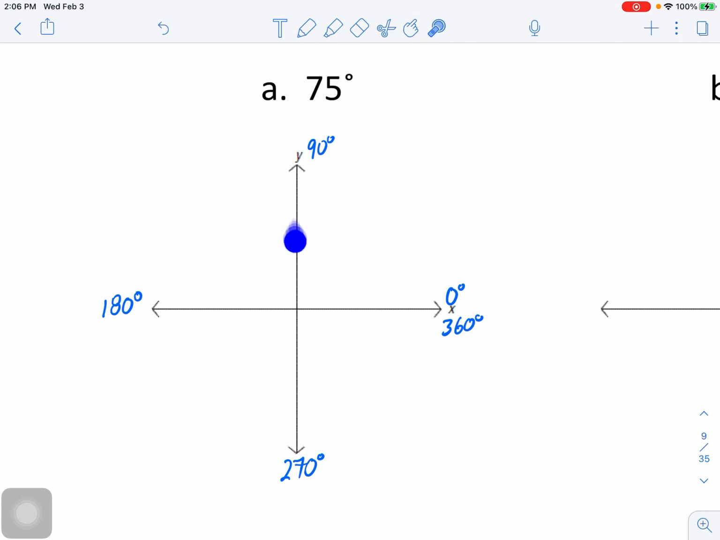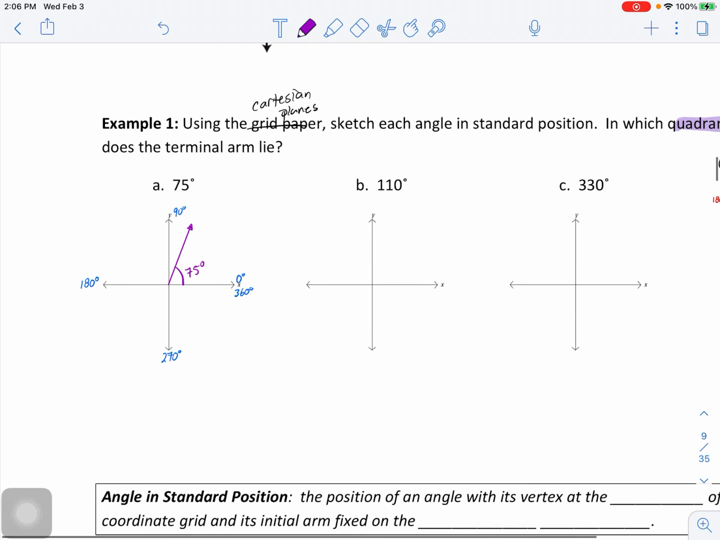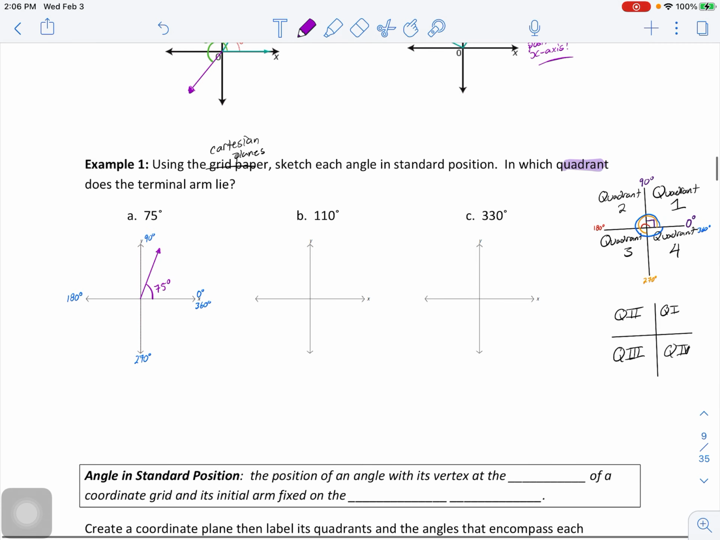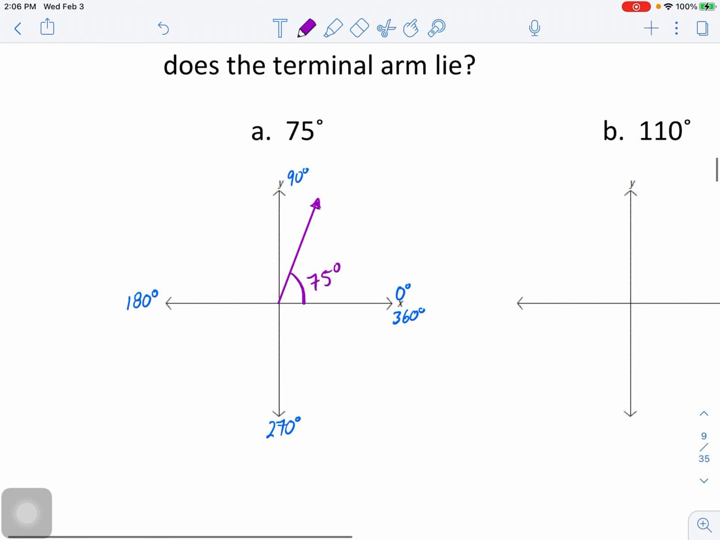And now at this point, we are sketching 75 degrees. So 75 degrees is obviously between 0 and 90. If you go straight up, right in the middle, that's 45 degrees because it's half of 90. So it looks like 75 degrees might be a little bit higher than half. And here we have 75 degrees. Okay. Now, which quadrant does this lie in? Well, it lives in quadrant 1, right? So 75 degrees exists in quadrant 1. And you're done with that question.